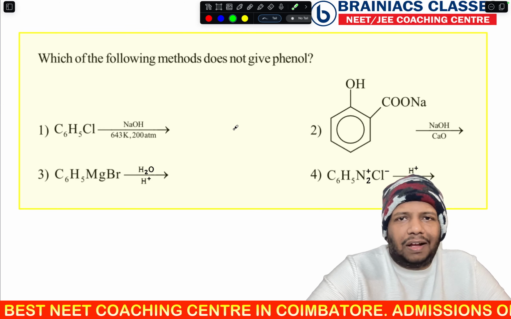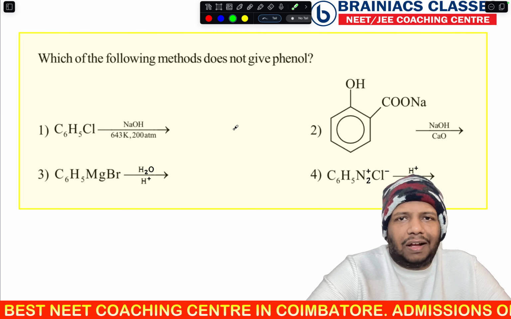So the first method shown there is actually from chlorobenzene. We know it's a haloarene, and we learned in the chapter haloalkanes and haloarenes that normally haloarene will undergo very little nucleophilic substitution. What is the reason for that? I am going to explain that first, then I will explain how this reaction happens. There are four reasons mentioned in the NCERT textbook.